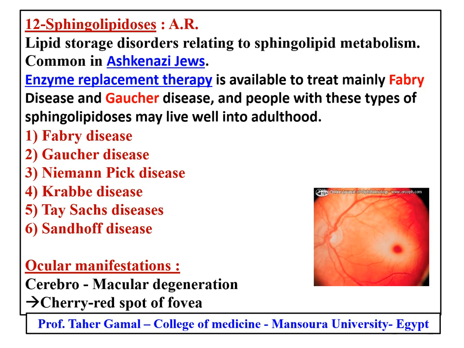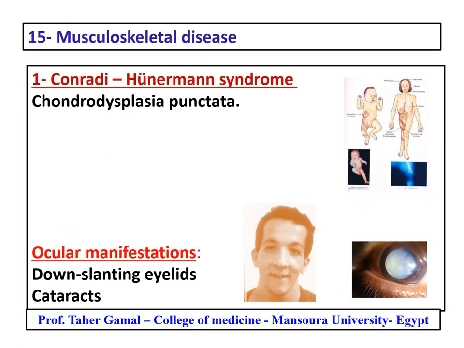Its forms are different types: Fabry disease, Gaucher disease, Niemann-Pick disease, Krabbe disease, Tay-Sachs disease, and Sandhoff disease. The ocular manifestation of sphingolipidosis are cerebromacular degeneration and the form of cherry red spot of the macula.